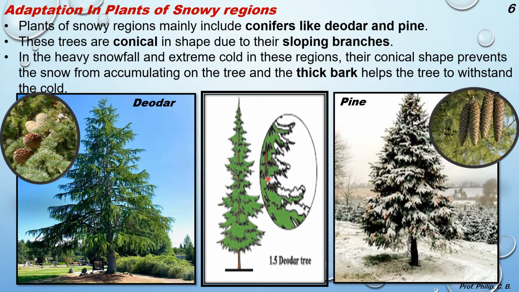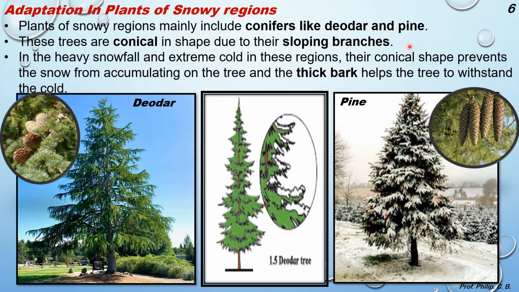In the center you can see the image of the deodar tree which is there in the text. Now these trees are conical in shape due to their sloping branches. So that is one type of adaptation. Or if I give one best example, the Christmas tree, right? It is cone shaped or triangular.